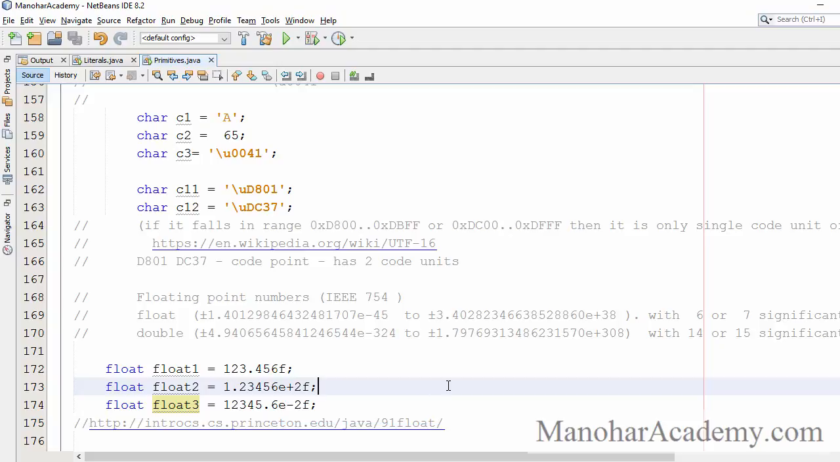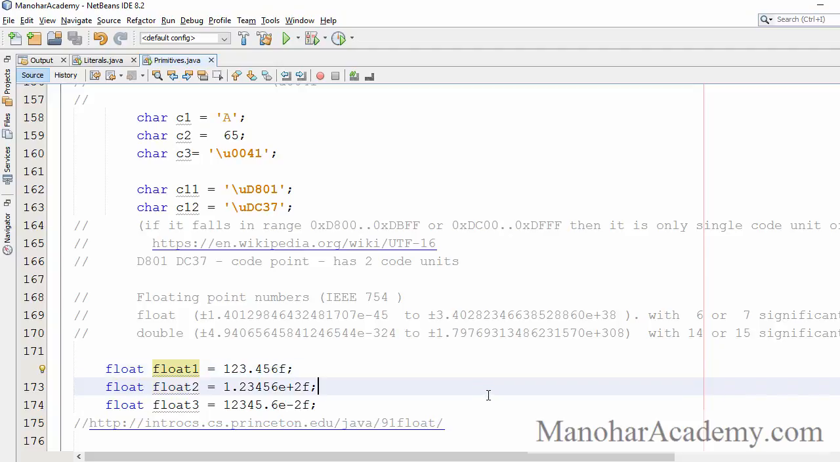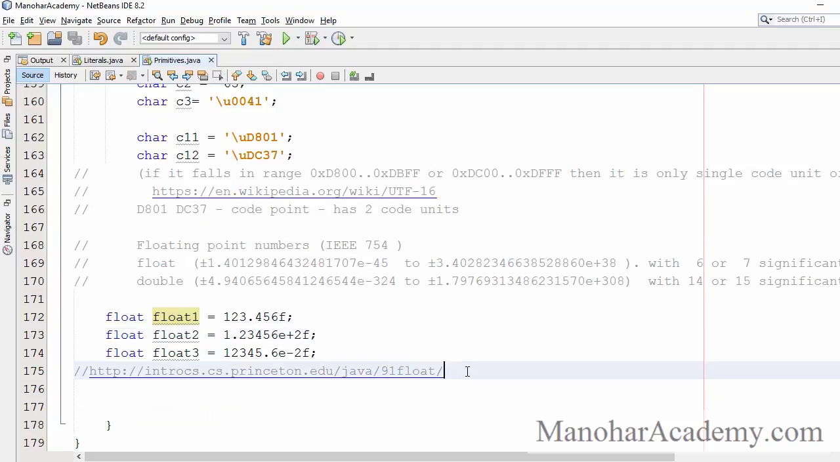Between 0 and 1 there are so many fractions, so it has to represent even bigger numbers, right? Like 123. Between 123 and 124 there are almost an infinite number of fractions. So how will float represent all those numbers? It has to sacrifice some of the accuracy it has. What do we mean by that? Let's see what we can represent and what we can't.